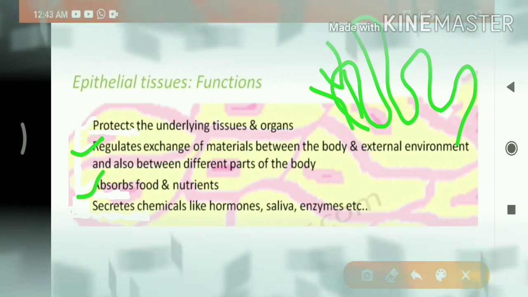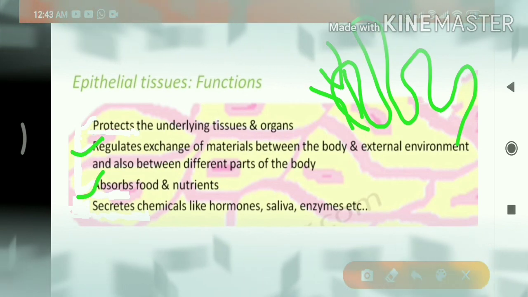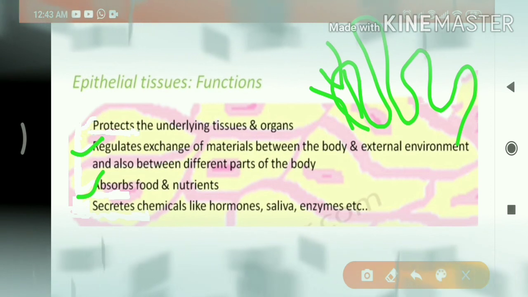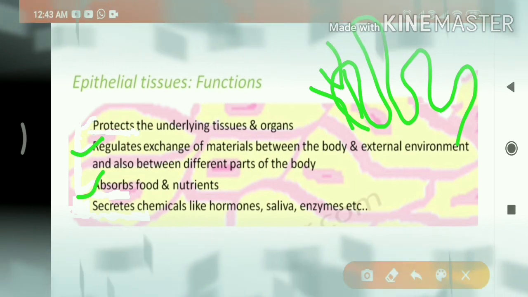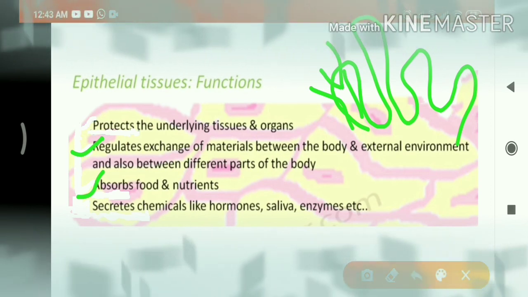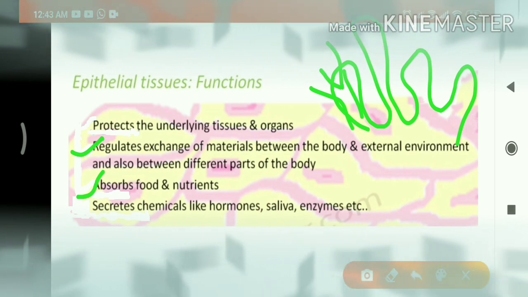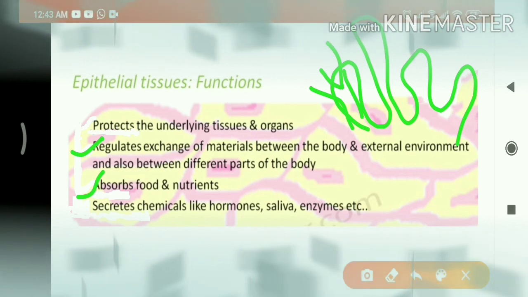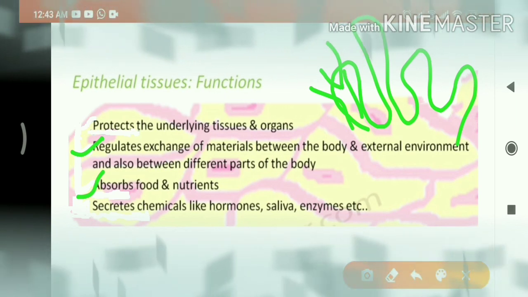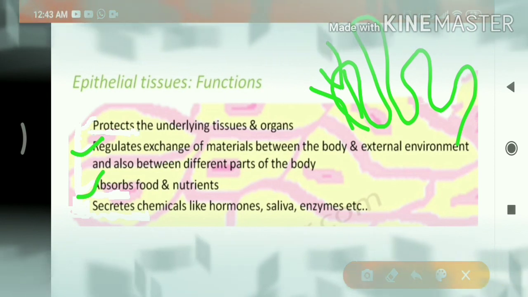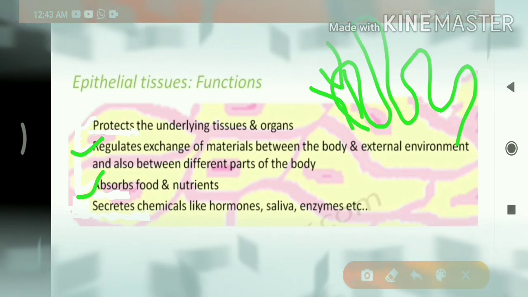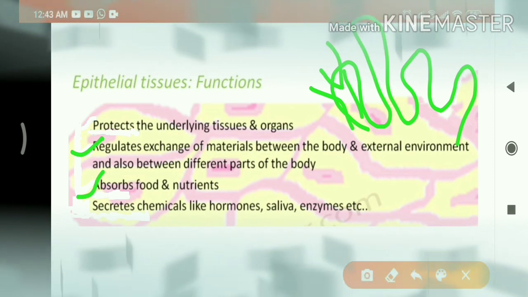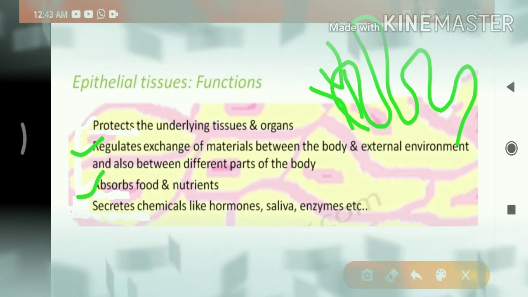When we discuss in detail the types of epithelial tissue, you will properly understand how this happens. The next function is absorption of food. As you know, in ninth standard you already learned about the digestive system. In the digestive system, when you see the small intestine, there are alveoli present. In these alveoli, there are blood vessels present.